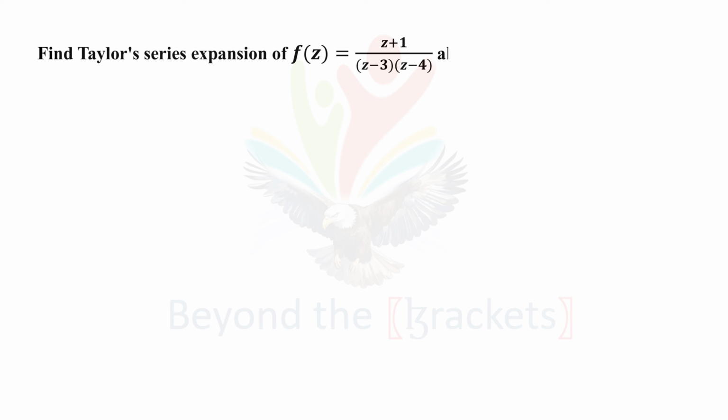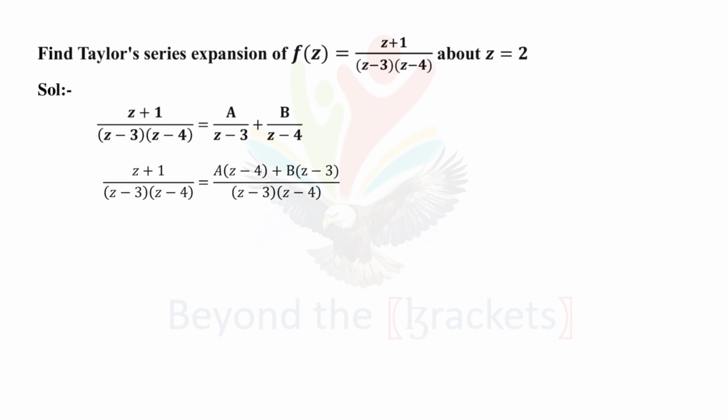Let's look at the next question. Obtain the Taylor series expansion of f of z equal to z plus 1 by z minus 3 into z minus 4 about z equal to 2. Before expanding, we first simplify the function using partial fractions. Assume a by z minus 3 plus b by z minus 4. After taking the LCM and simplifying, we get z plus 1 equal to a into z minus 4 plus b into z minus 3.